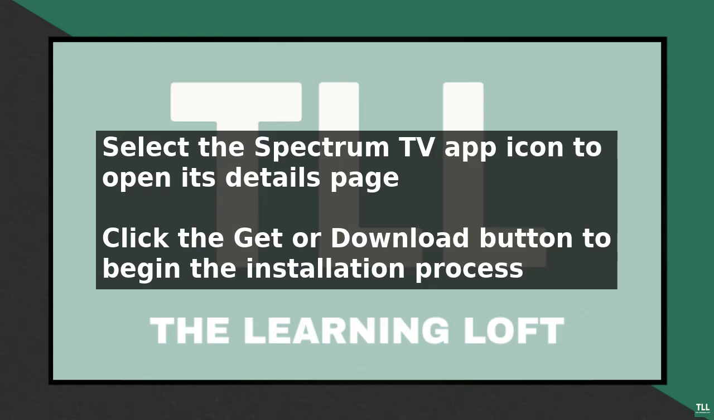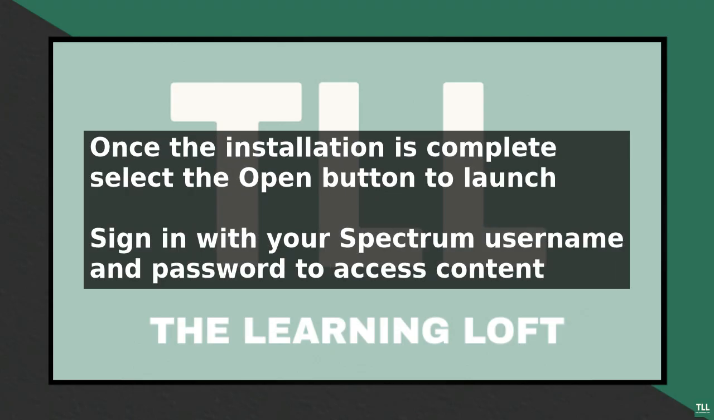Once the installation is complete, select the Open button to launch the Spectrum TV app. You will be prompted to sign in with your Spectrum username and password. Enter your login credentials to access the app's features and content. After signing in, you can browse through the various channels and on-demand content available on the Spectrum TV app. You can also use the app's features such as parental controls and favorite channels to customize your viewing experience.